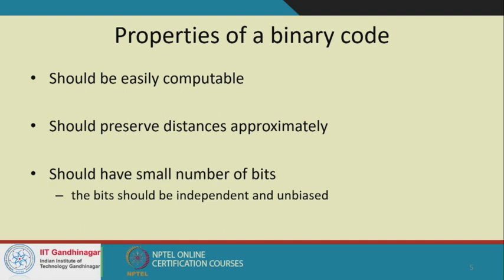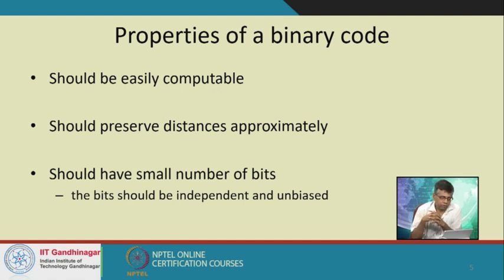Secondly, it should preserve distances approximately. That's the entire property of LSH: locality-sensitive hashing preserves locality. We know that the probability of collision, which means the probability of having the same code or a small Hamming distance, is related to the distance between the points. If the distance is small, the probability of collision is high. If the distance is large, the probability of collision is low.